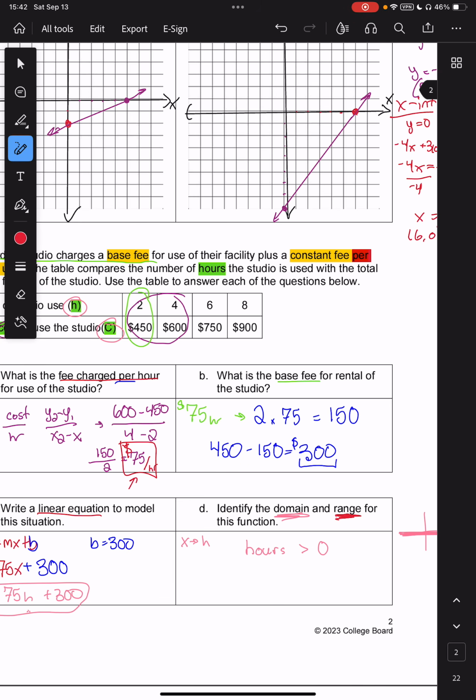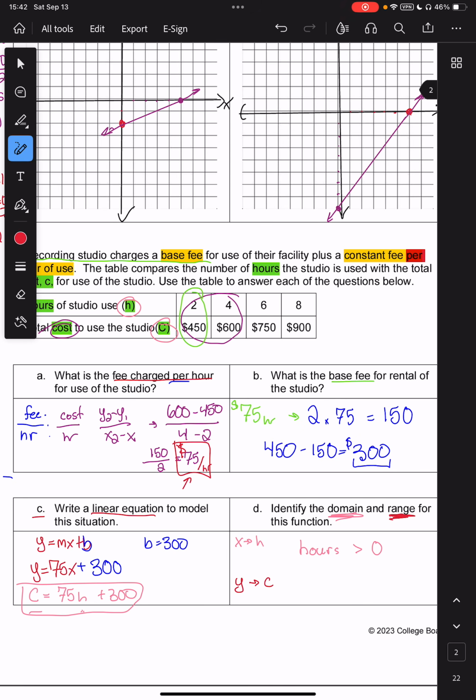For our range, remember our range are y values. And our y values here are actually going to be labeled as C. So remember, C is the cost. So if we look back at our equation, we can't have 0 hours.